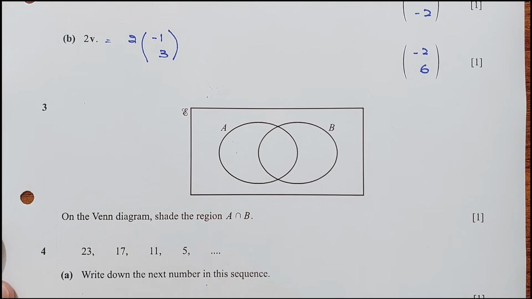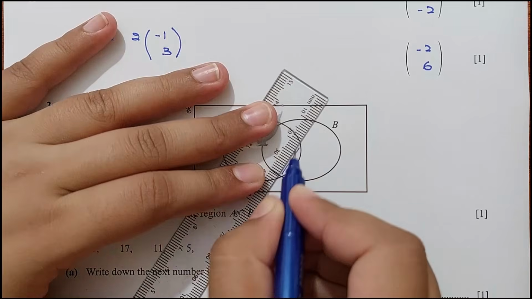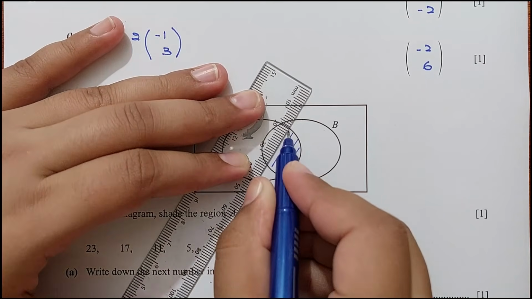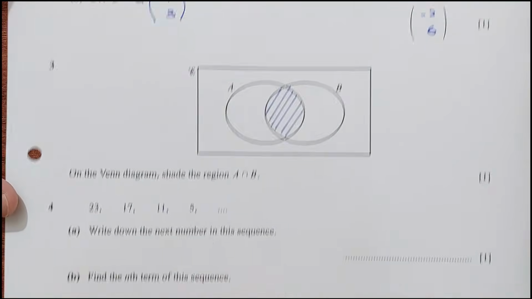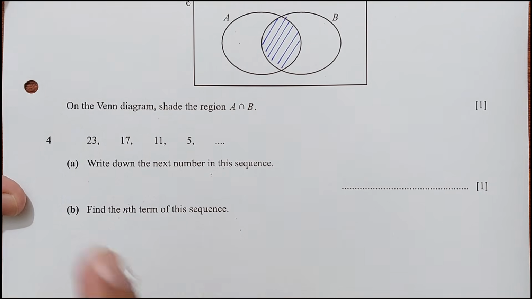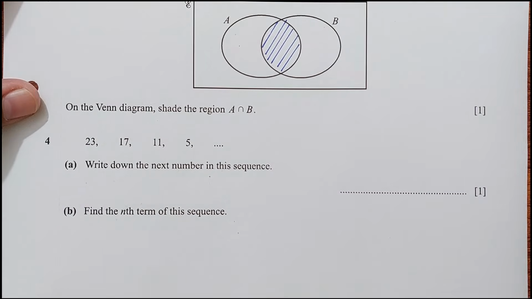Question number 3, on the Venn diagram shade the region A intersection B. So A intersection B is this region, right? Question number 4, part A, write down the next number in this sequence.